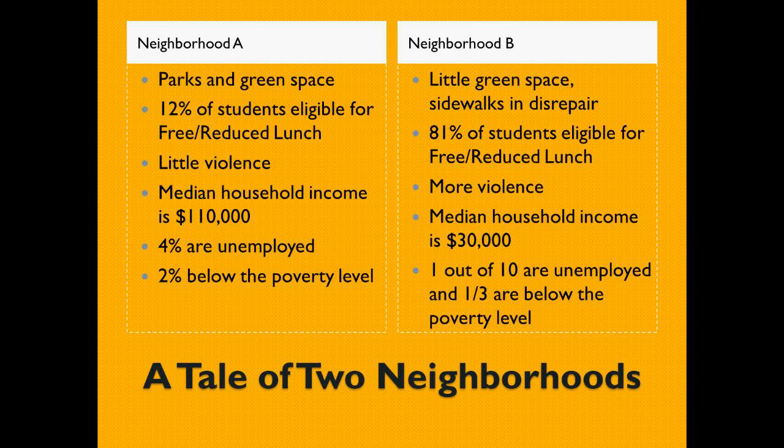If we then look at neighborhood B, there are some pretty big differences here, where in neighborhood B, there's not as much green space. Some of the sidewalks are in disrepair. 81% of the students are eligible for free and reduced lunch. There's more violence in this part of the city. The median household income is about $30,000, and 1 out of 10 are unemployed, and a third, or about 30%, were below the poverty level. So there are some pretty big differences between both these neighborhoods.